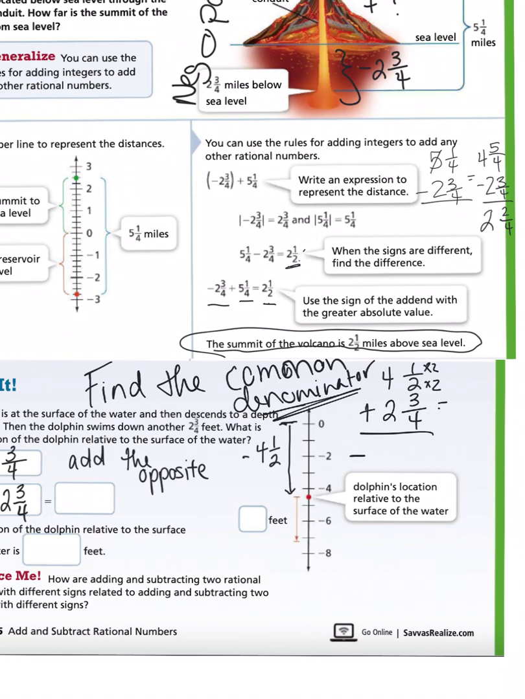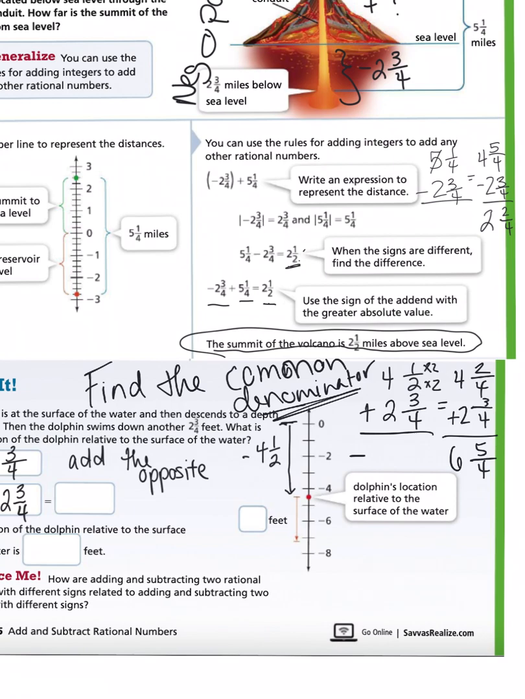So your new problem is going to be 4 2/4 plus 2 3/4, which would give you 2 plus 3. You add your numerators to get 5. 4 stays the same, and 4 plus 2 is 6. Well, is this in simplest form?